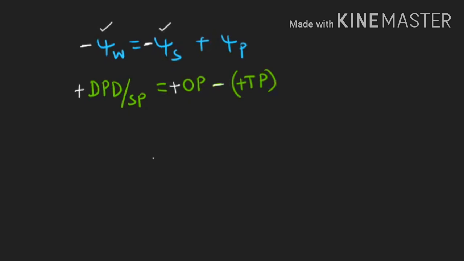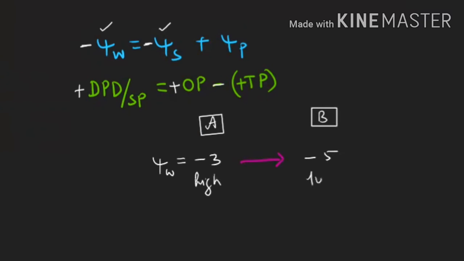We say water moves from, let us assume this is the water potential value given, -3. And this is your -5. Two cells are there, okay? This is your A cell and this is your B cell. So we always say water moves from high water potential to low water potential. You will say this way because this is your high water potential and this is your low water potential.